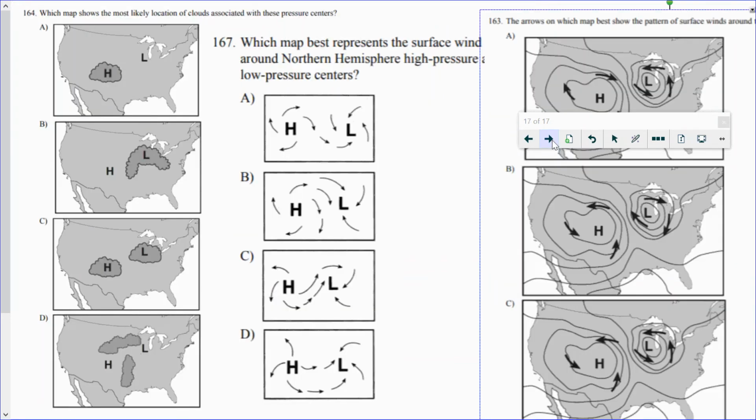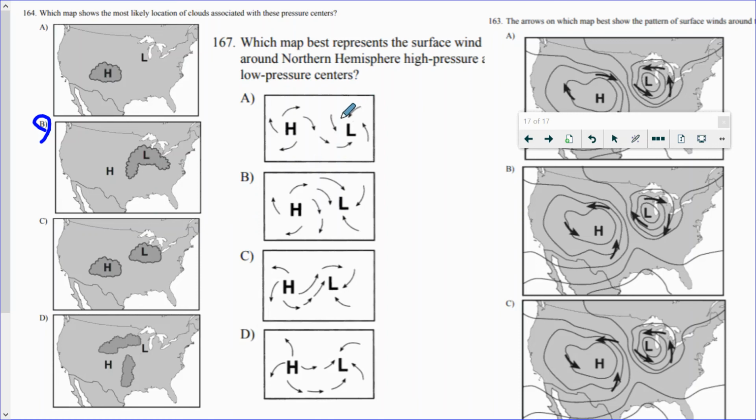And then you get a lot of similar questions here. Which map shows the likely location of clouds? Low is lousy. Which one shows low is lousy? High is clear. So this is the one that would make sense here.